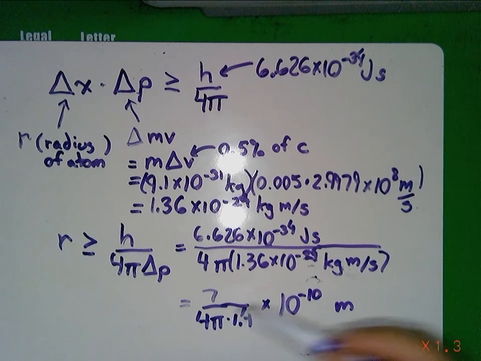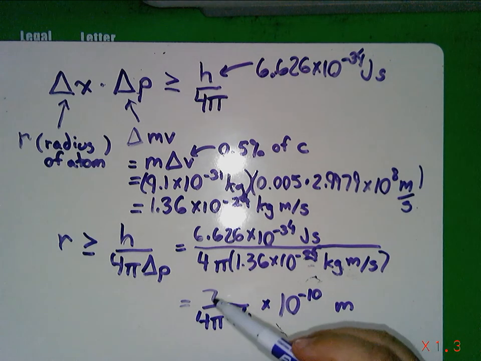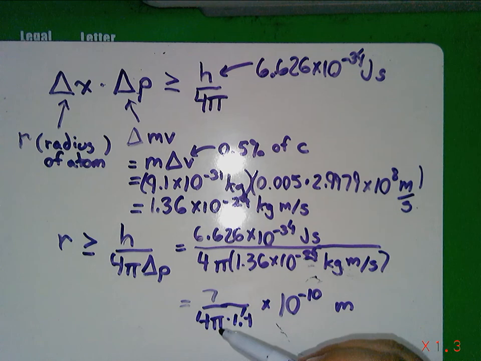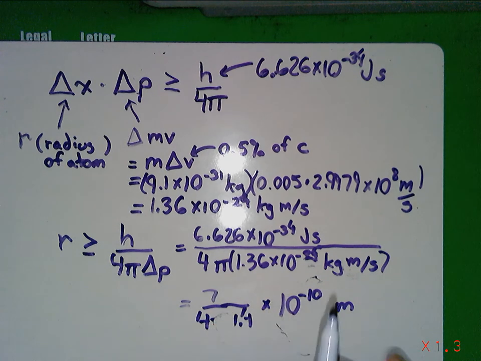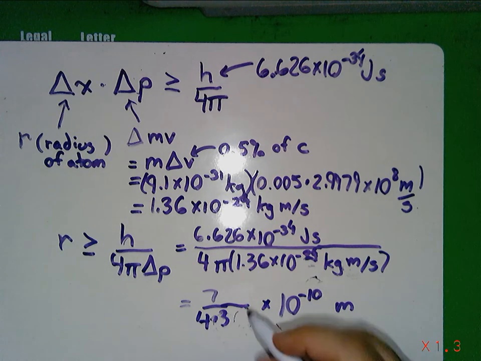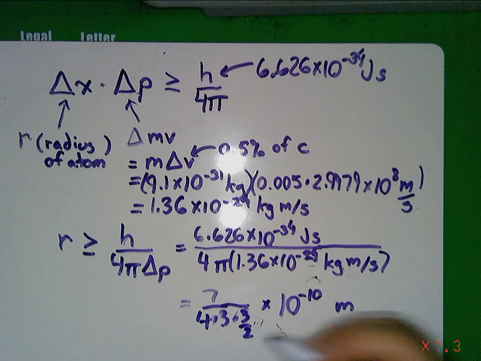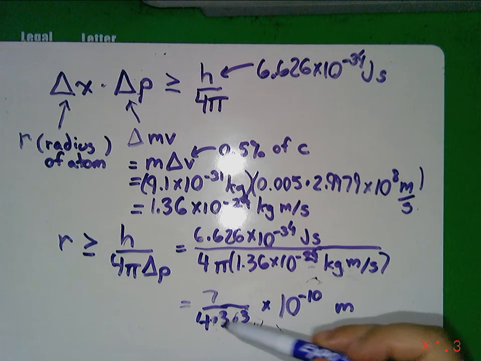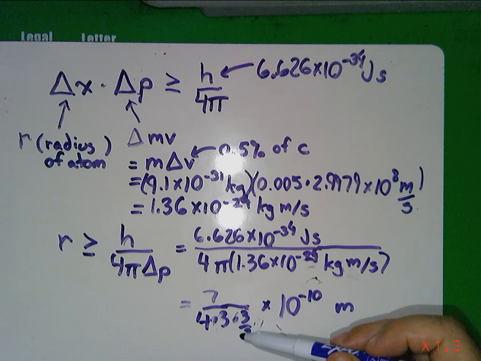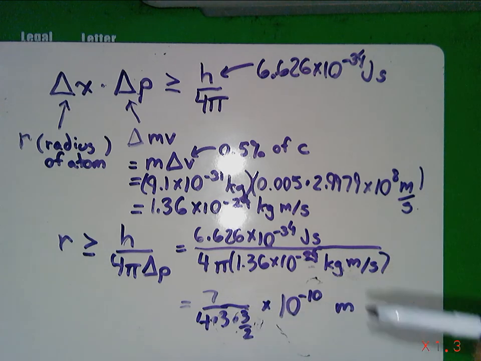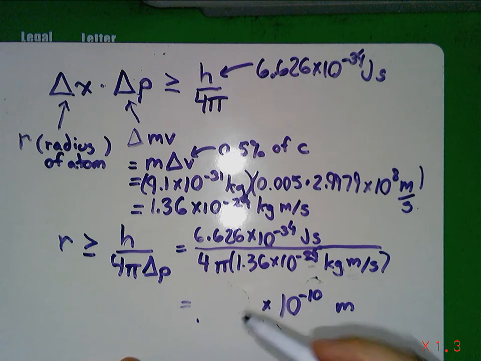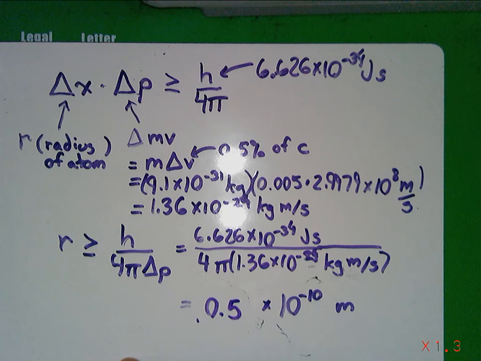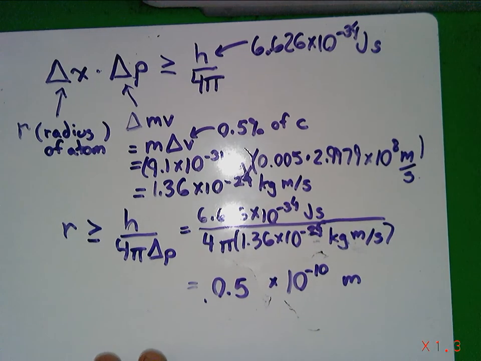Okay, and what's this mess going to be? Well, let me see. This is like 7 divided by 4 times, say pi is 3, times 3 times, say that's 1.5. Okay, so what would that be? That would be like 12, 1.5 times 12 is going to be like 18. So it's like 7/18. So it's going to be like a little bit less than 0.5 here. So a little less than 0.5.